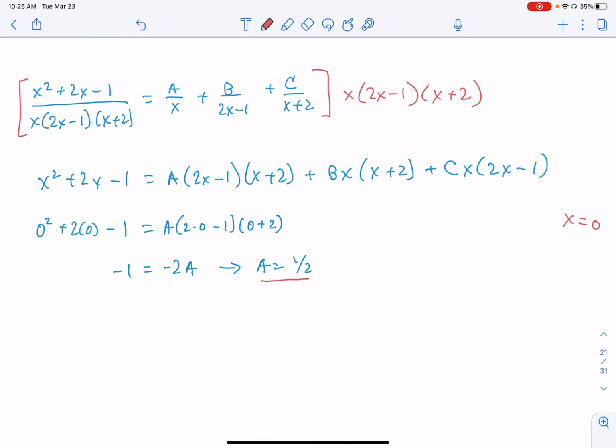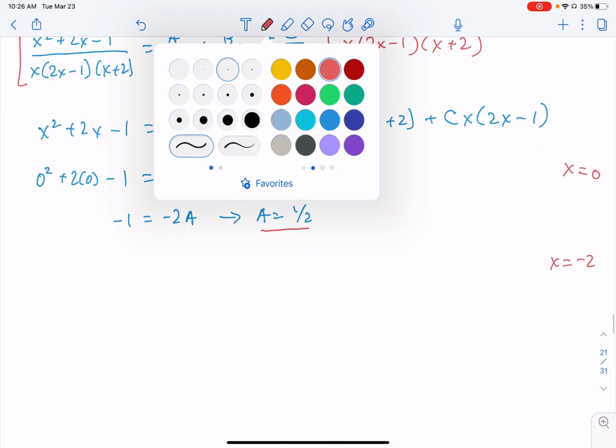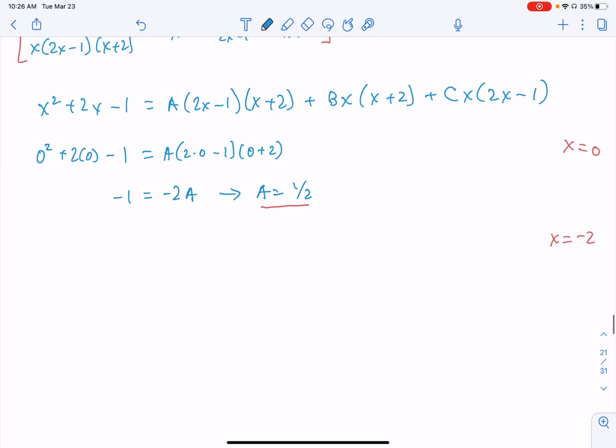Now we have to choose another convenient value to make something else disappear. The next easiest one is this factor here. So if I choose x is equal to -2, this will be gone, this will be gone, and it'll leave me with the c term. So that's next. X equals -2. Everywhere, plug in -2 for your x.